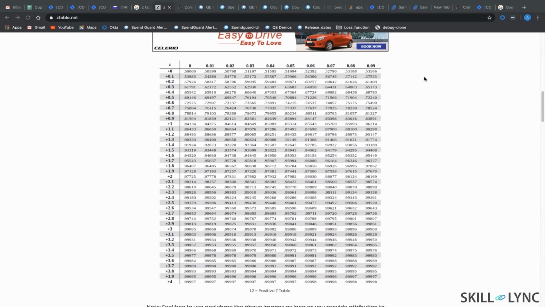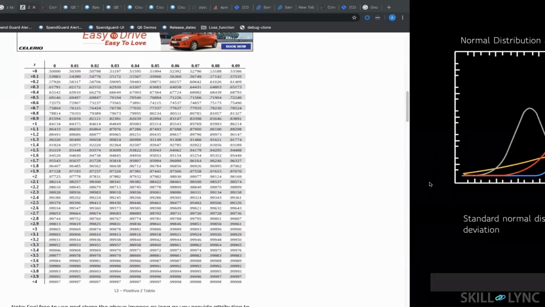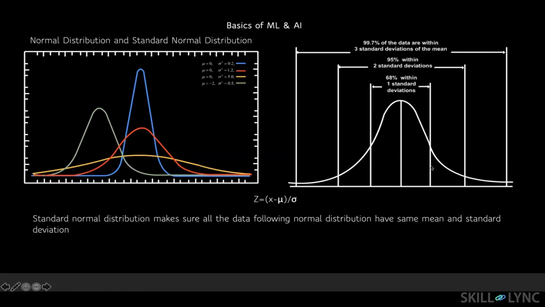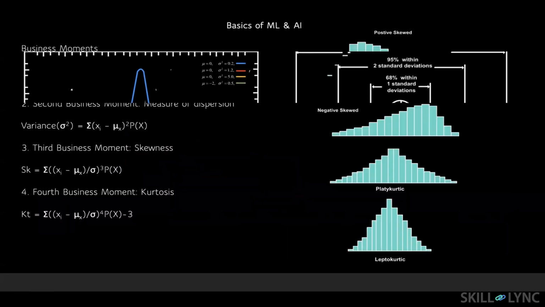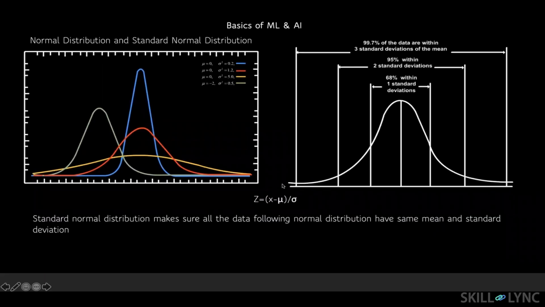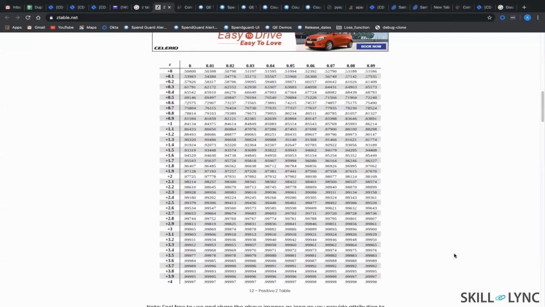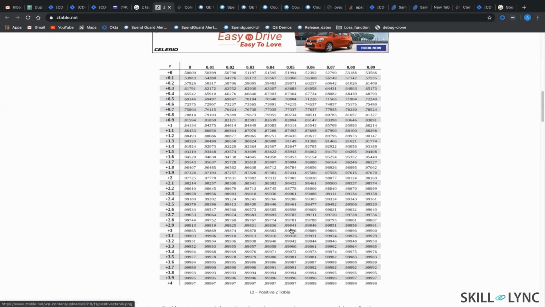Let's go back to the presentation. So where is z equal to 1? Here. So all the area from the left side till z equal to 1, 84% of the area will be covered. From the left side till z equal to 1, the area covered is 84%, right? 0.84134 means 84.134%. We have to calculate between -1 and 1, right? Yes or no? So let's calculate for -1 now.